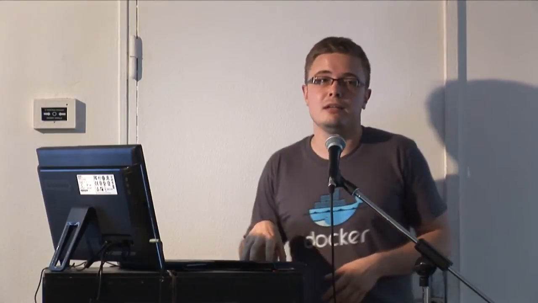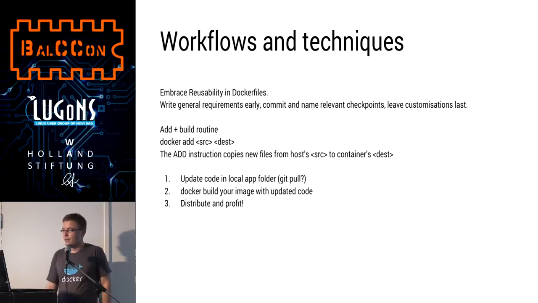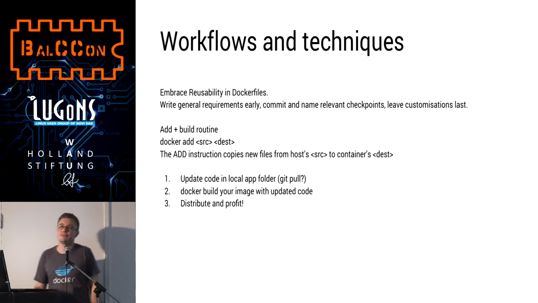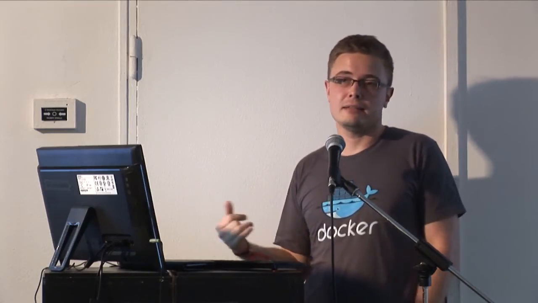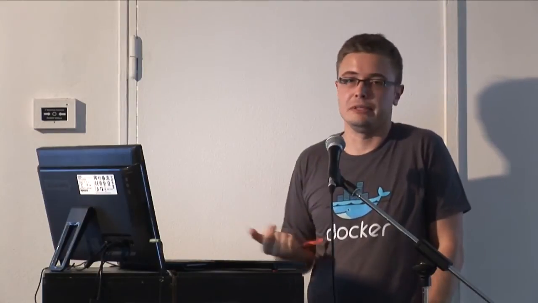The second one is the preferred workflow, as it leverages containers and modularizes. Each service that you need, you could run in a separate container and then just link them. And you need to embrace reusability of Docker files. So if you are making your own Docker files, you should write your general requirements early, commit, and name a relevant checkpoint, and leave customizations last. So if you have a workflow, what are your general needs? You should write them first, commit that Docker file, and then add on a different branch or something what you need for a different project.